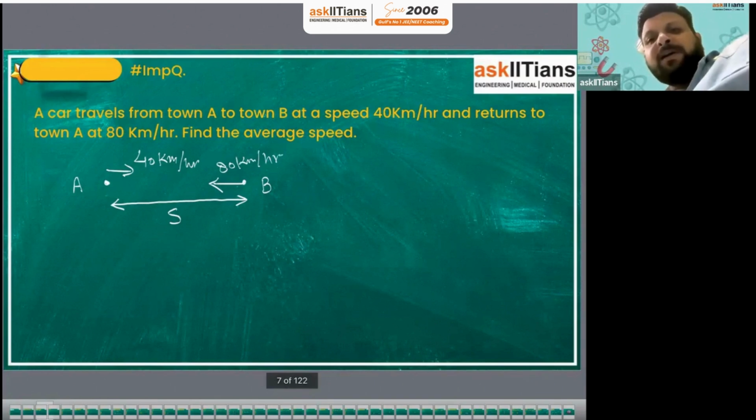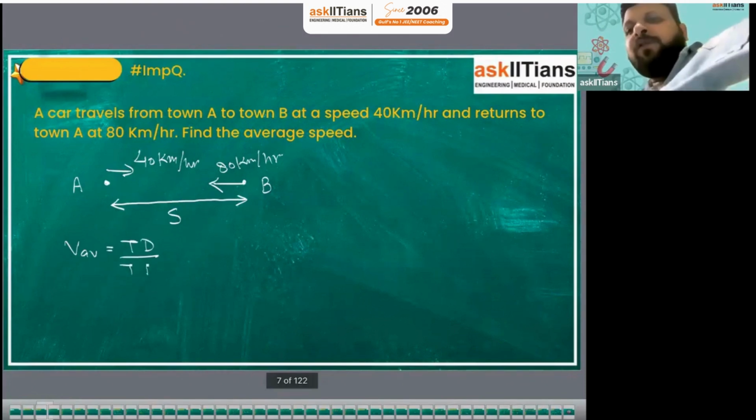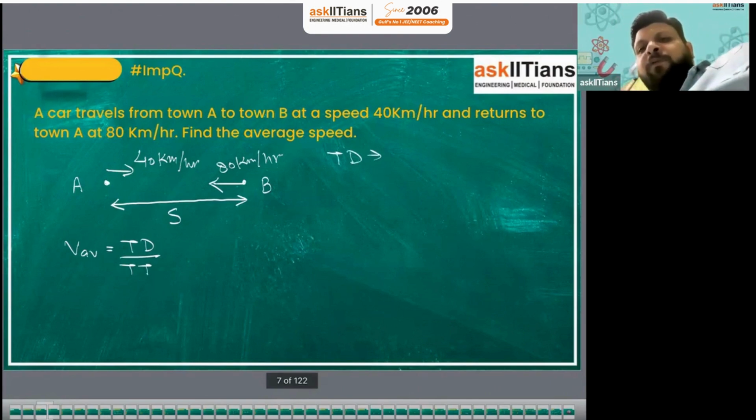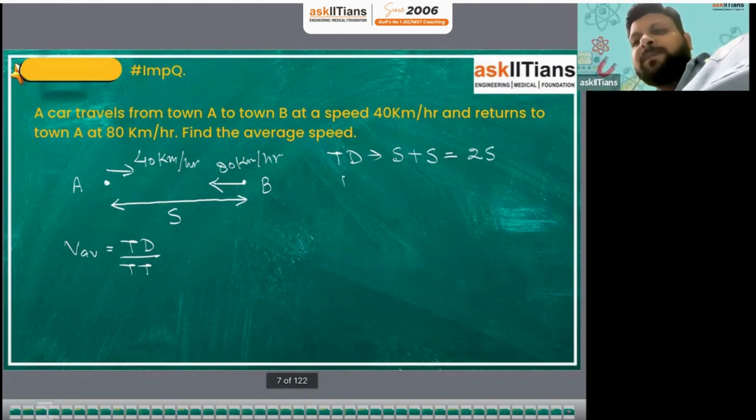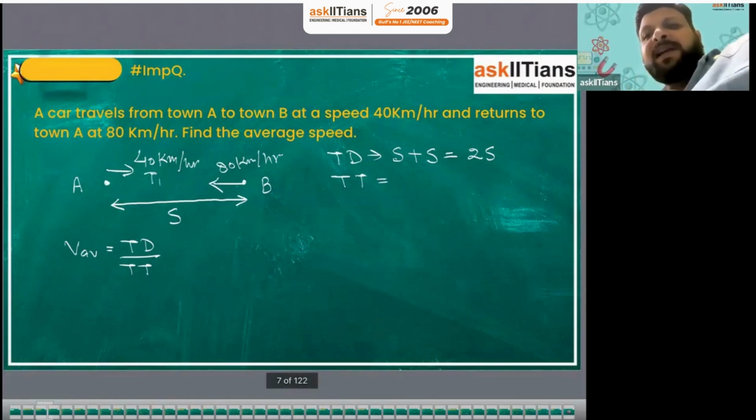For average speed, you have to take total distance upon total time. Here, total distance: while going from A to B, he is covering distance S, and again from B to A, he is covering distance S. So total distance now is 2S. And total time: suppose while going from A to B, he is taking time T1, and from B to A, he is taking time T2.